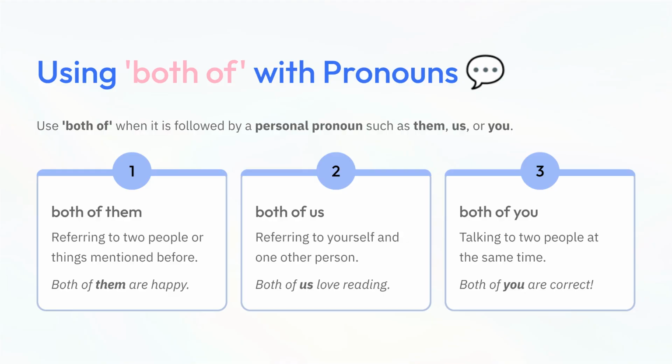Use both of them when referring to two people or things mentioned before, such as, both of them are happy. Use both of us when referring to yourself and one other person, such as, both of us love reading. Use both of you when talking to two people at the same time, such as, both of you are correct.